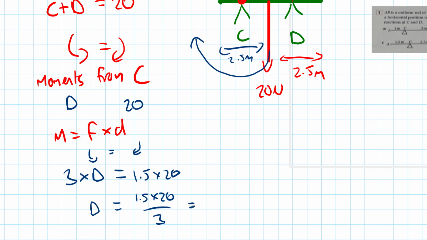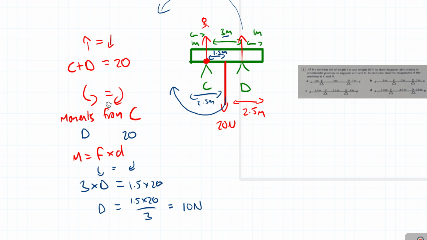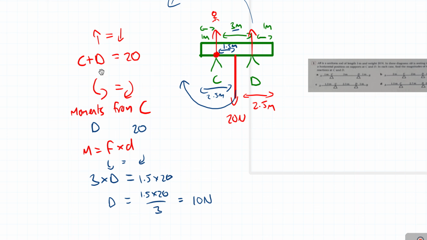Plugging that into our calculator gives us an answer of 10. So D is equal to 10 newtons. Now it wants us to find C as well. We know already that the upwards forces must equal the downwards forces. So now we go back to our equation, C plus D is equal to 20, and we plug in D. So it's going to be C plus 10 is equal to 20. So C is equal to 10 newtons. And that's your answer to question 1.